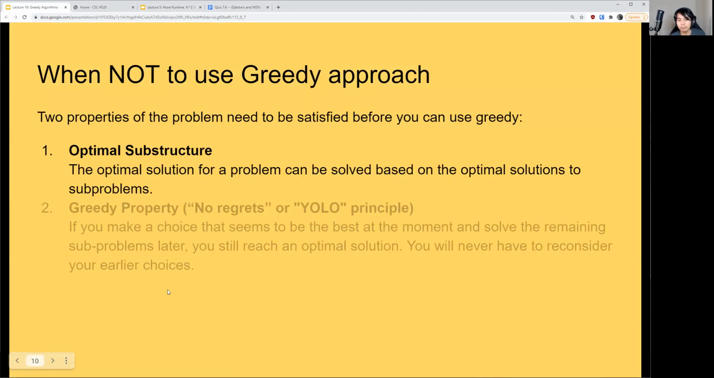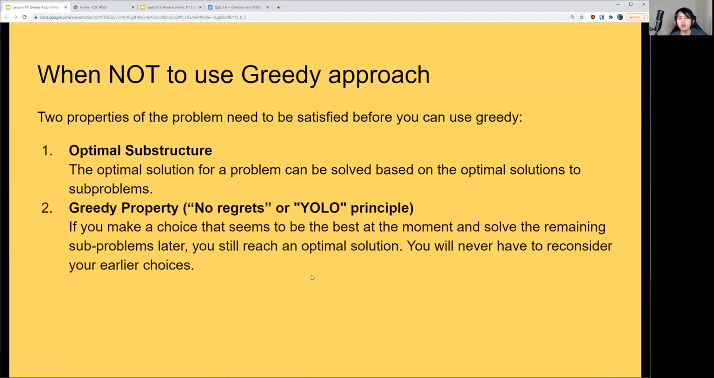Now, the other example is this idea of the no regrets or YOLO principle. It's a technical term. I'm sure you've never heard of it. You make the choice that seems the best at the moment, and you solve the subproblems later. You don't care about consequences. And the hope is that if you can still reach the optimal solution there, then you will have satisfied this property, right?